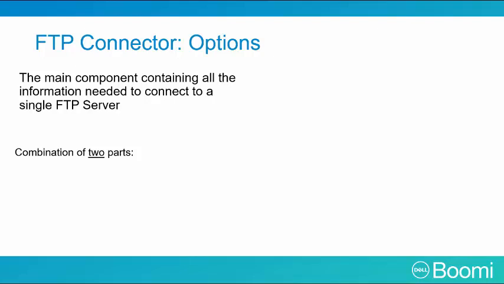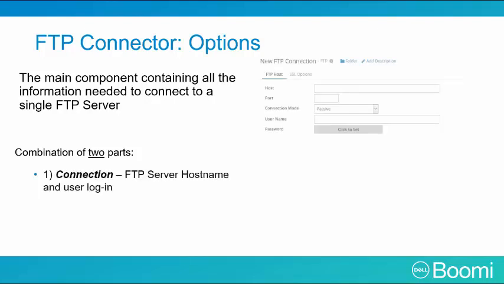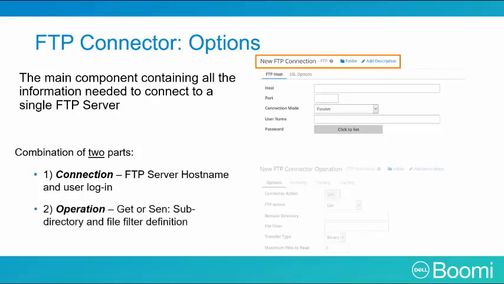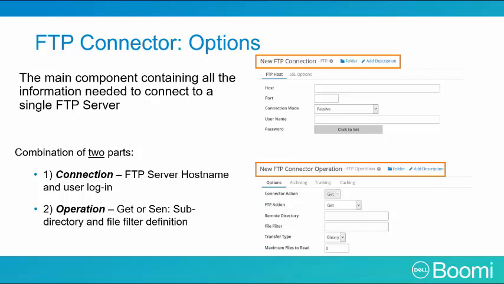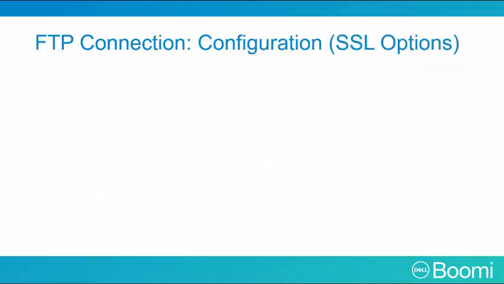Like any connector, it is a combination of two parts. The first being the connection, or the where, which is the FTP server hostname and user login. The second is the operation, or the how, which is a get or send action along with a subdirectory and file filter definition. First, you create a reusable FTP connection component. Here's what each connection option does.